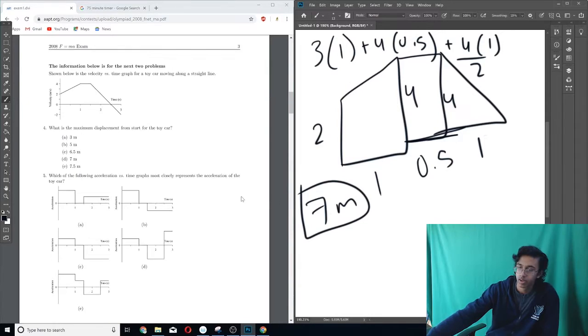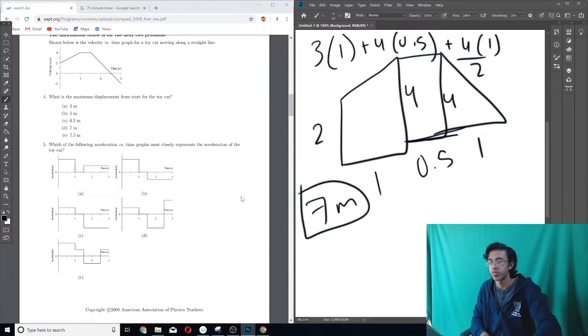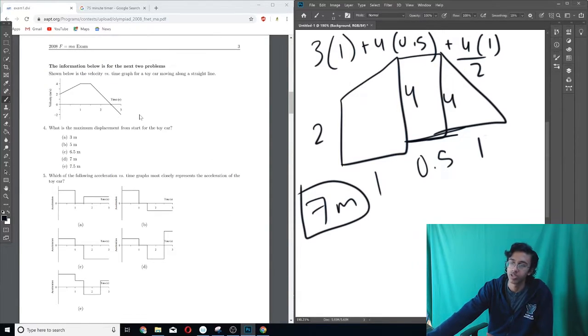Number 5: which of the following acceleration versus time graphs most closely represents the acceleration of the toy car? So it's the same velocity versus time graph.